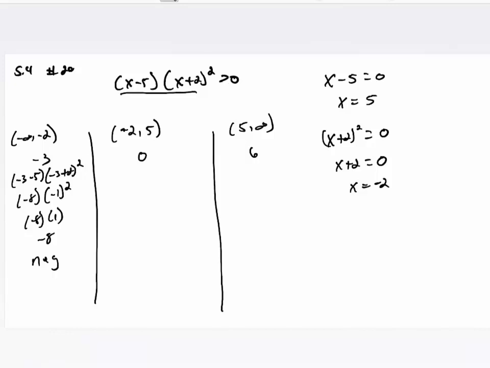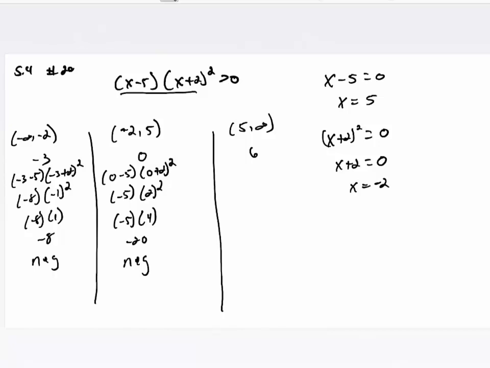Now we're going to test the second one. So we plug in, oops, not negative 2, 0, sorry. We're going to do 0 minus 5 and then (0 plus 2) squared. So here we get negative 5 times 2 squared, and we can see that we're going to end up with a negative also, right? So this is negative 20, and this is also negative. So the solution to this inequality, again, does not lie in either the first interval or the second interval.